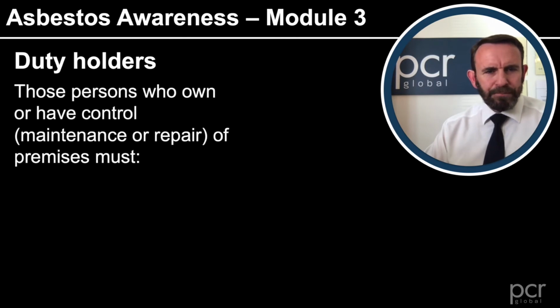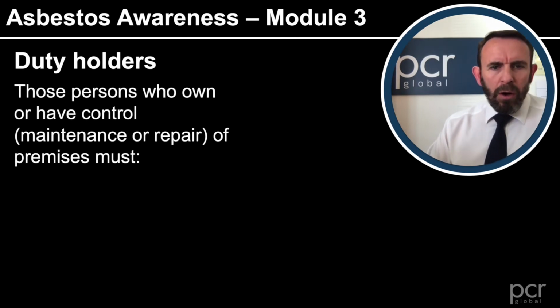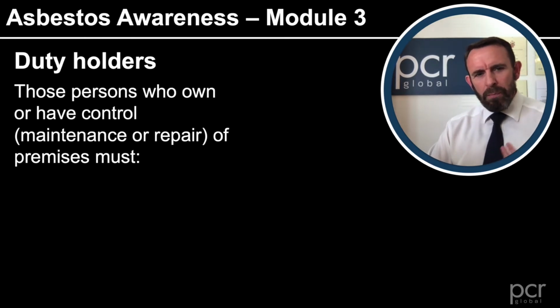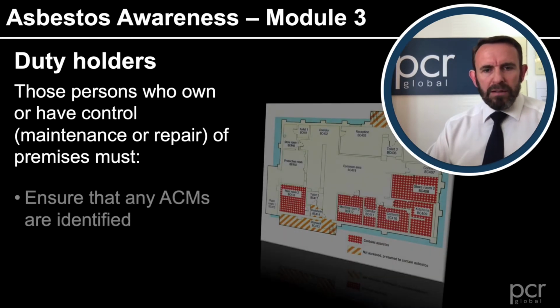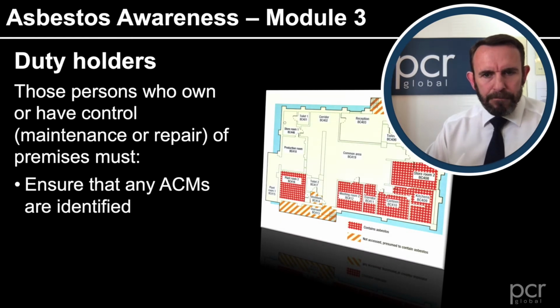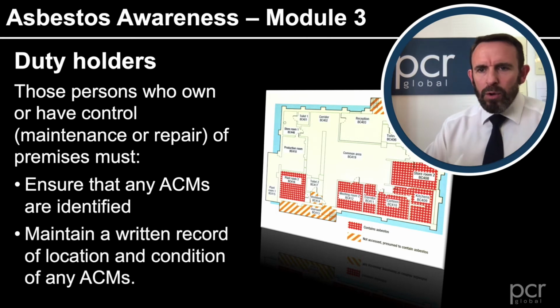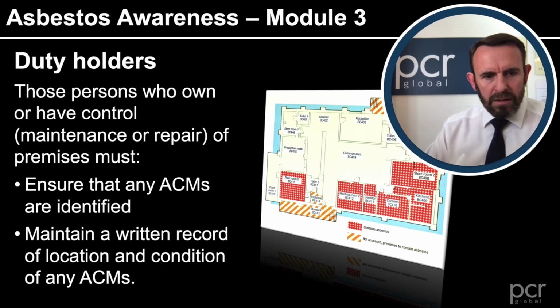Duty holders. So these are persons who either own or have control of premises, or also you could be a duty holder if you maintain or repair parts of a premises. So it's all about being able to identify where asbestos is in the building, and making sure there's a duty holder to ensure that the asbestos gets identified. So part of that duty is to ensure that any ACMs are identified, and also maintain a written record of location and condition of any ACMs.